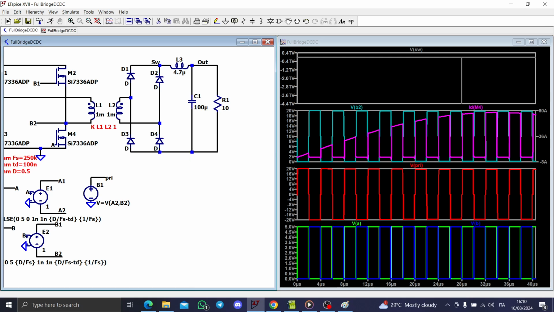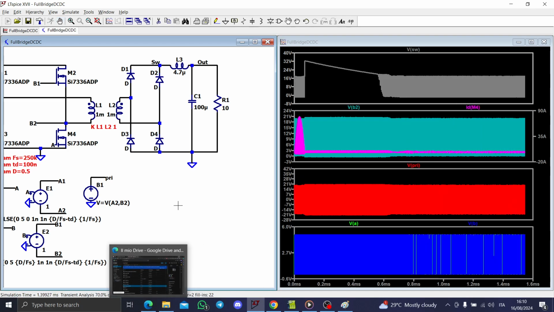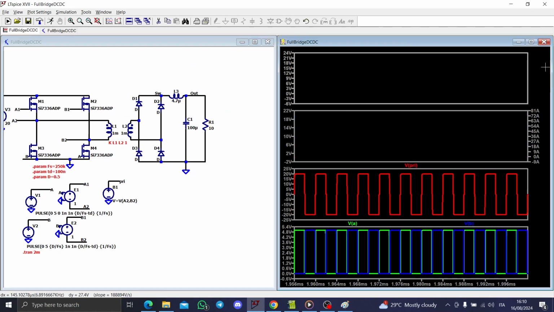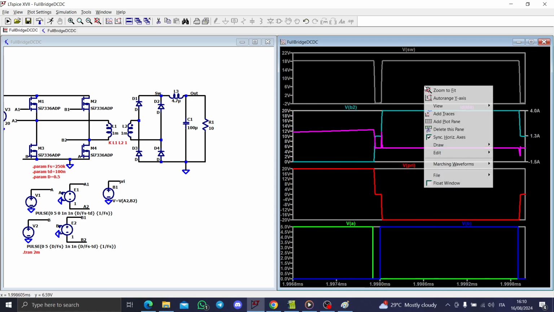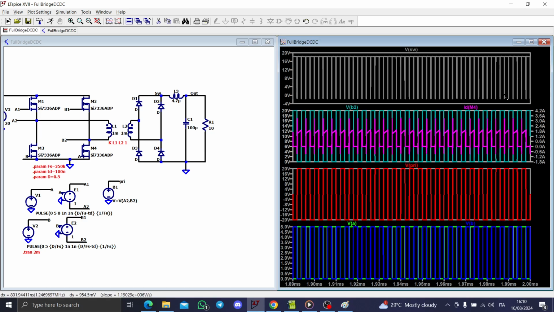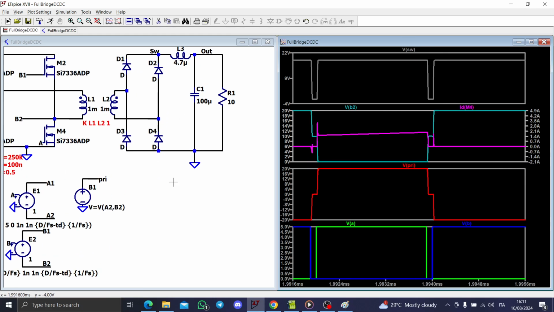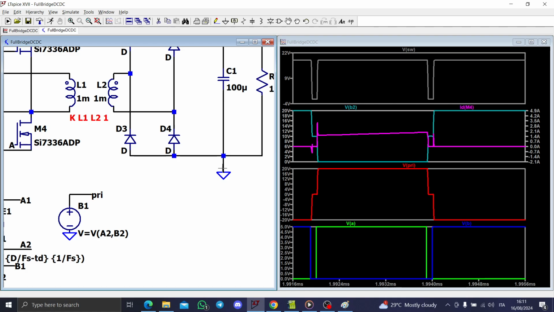Sorry, there is not the ground. My bad. Okay, so now it makes more sense. Sorry, before there was not the ground, because I was trying to make isolation on the secondary side by putting a 100 ohm, and I forgot to put the ground.